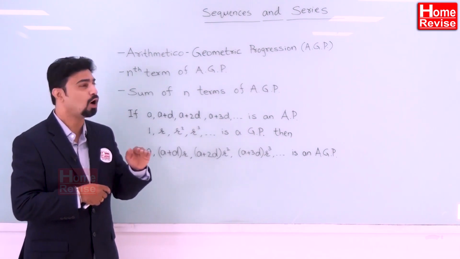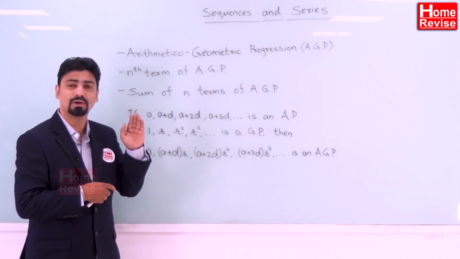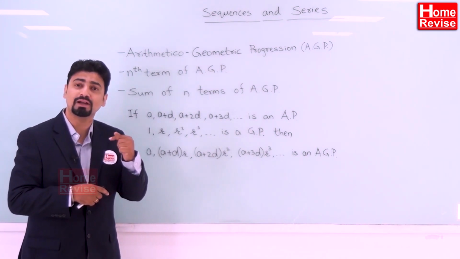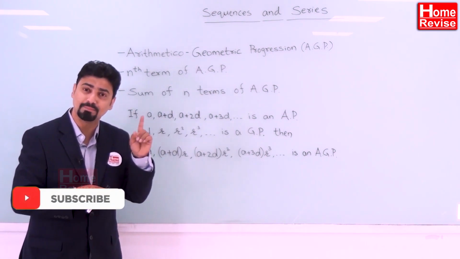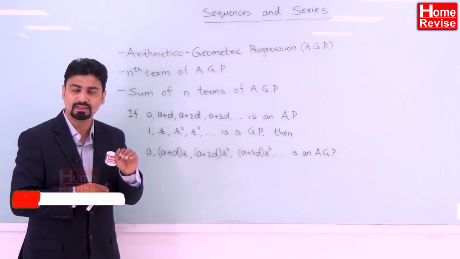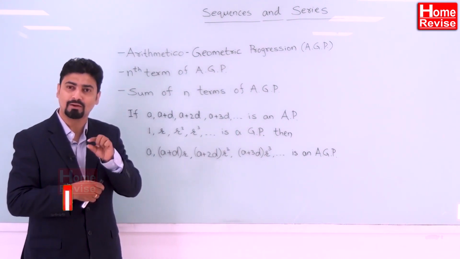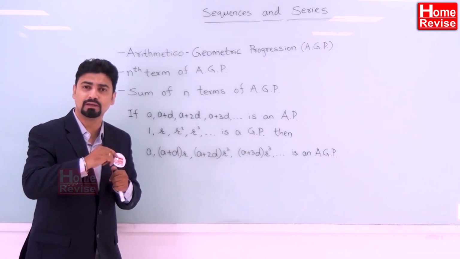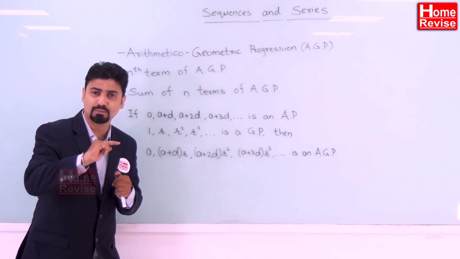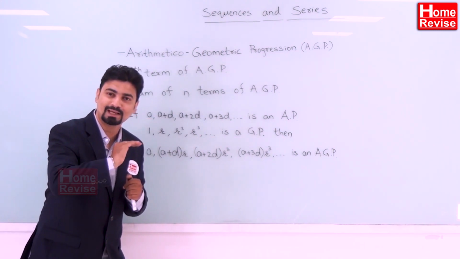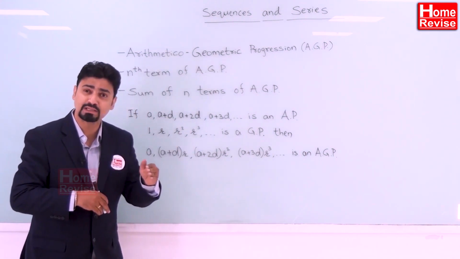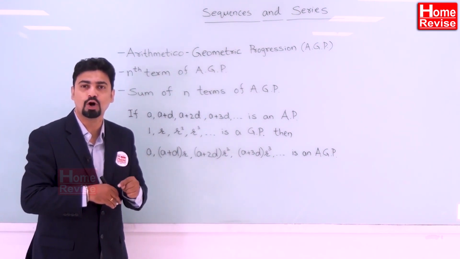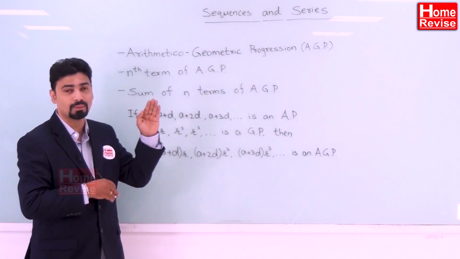Now, the terms of AGP, that is arithmetico-geometric progression, are obtained by multiplying consecutive or corresponding terms of a given AP and a given GP. That is, if we have an AP, then we have a GP. Then what we do is, we multiply the consecutive terms or corresponding terms. So first term of AP you multiply with first term of GP. Second term of AP you multiply with second term of GP, and so on. The products so formed will be the terms of our AGP, that is arithmetico-geometric progression.